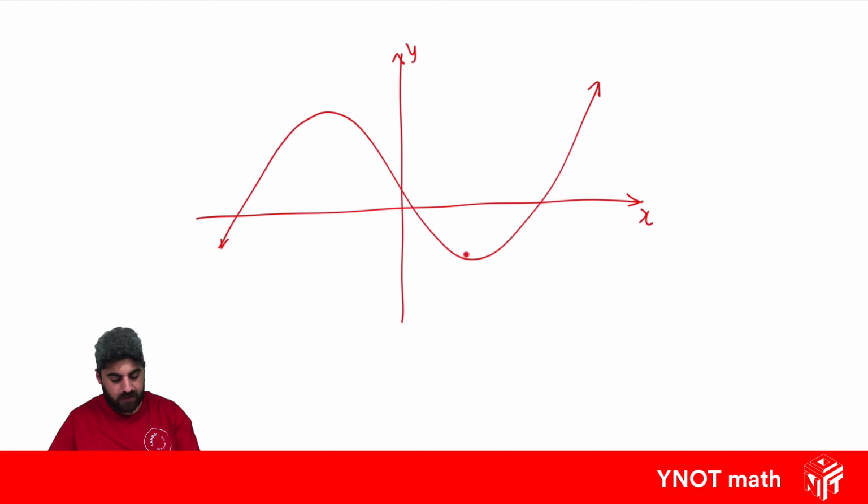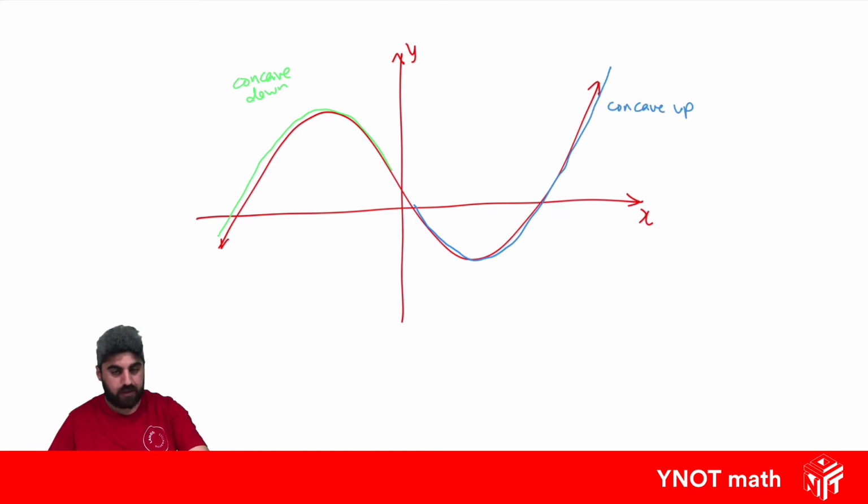So we can see that this part of the curve is definitely concave up. And this part of the curve is definitely concave down. So all of this part is concave up, and all of this part is concave down. This is concave down, and over here we have concave up.